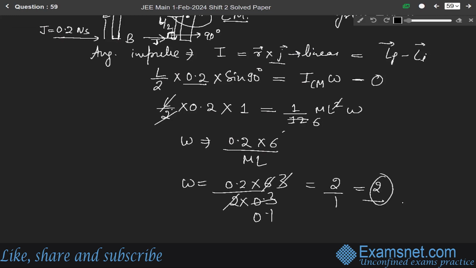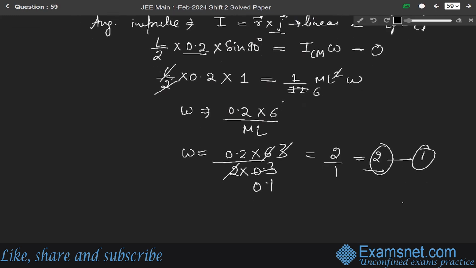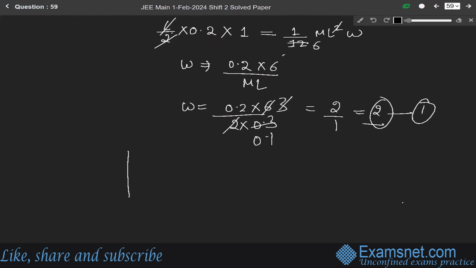So from this, we get the value of omega, that is 2. This is equation 1. Now, since the impulse is acting at B, when the impulse is acting in this direction, after some time the rod will become like this. This will be point A, this will be point B. Initially the rod is like this, AB. Now the rod is like this.